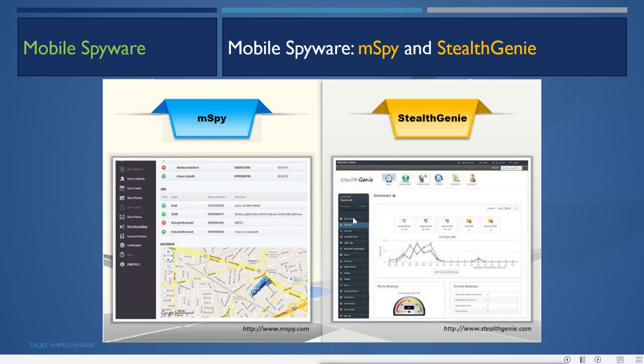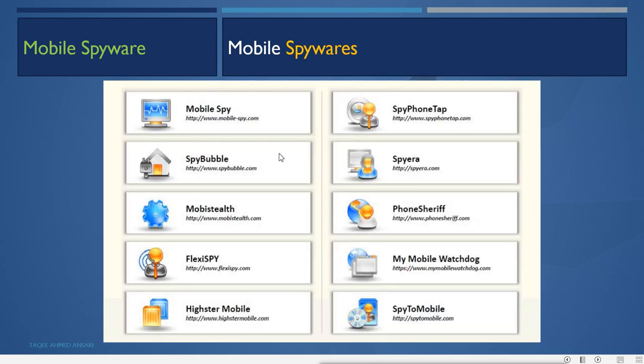But the attacker can also create their own spyware. Just like mSpy and Stealth Genie, we have other spyware tools also, like Mobile Spy, Spybubble, Mobistealth and all these spywares. Now how do they work? When you go to their site, they give you a small APK for Android devices, and for iOS devices a small application, and that application we have to install into the victim's mobile without the victim knowing. Once we install this, we have to configure it one time.